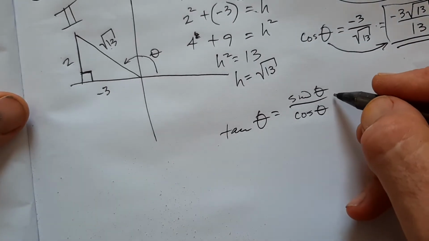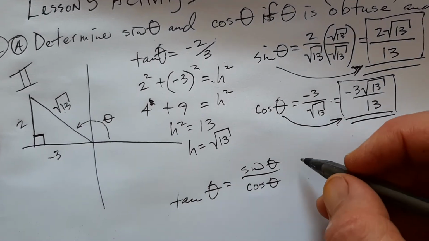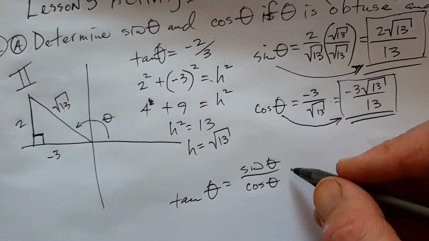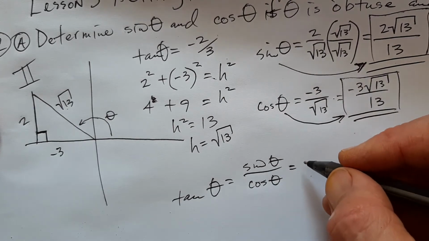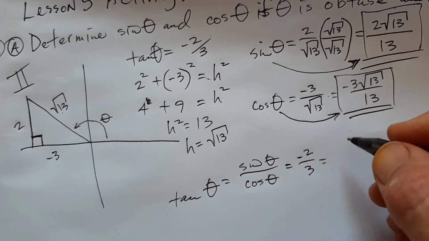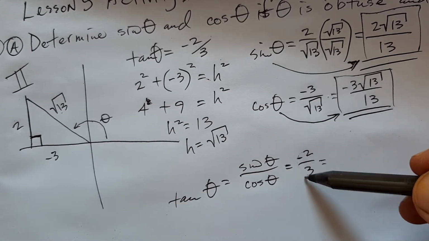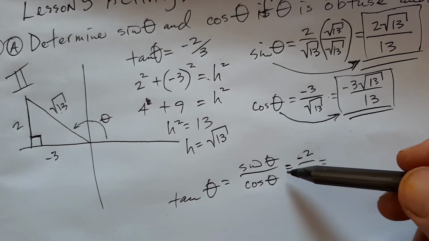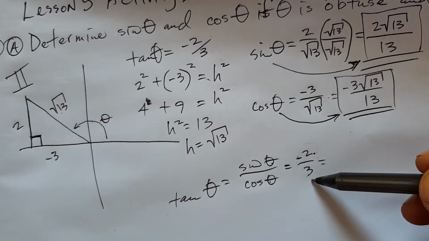And here's where you'd make a mistake. You could make the mistake of saying, well, it's negative 2 over 3, so sine of theta is negative 2 and cosine of theta is 3, or vice versa, 2 and negative 3. No, you can't assume that. That's the ratio of the two to one another, but that is not the value of sine theta, and that's not the value of cosine theta.